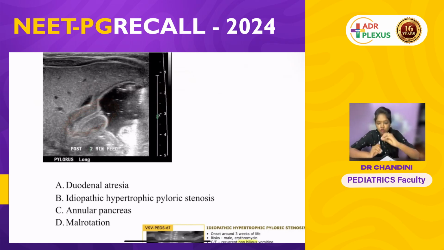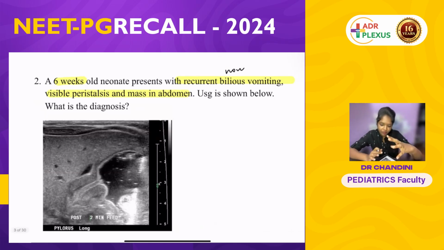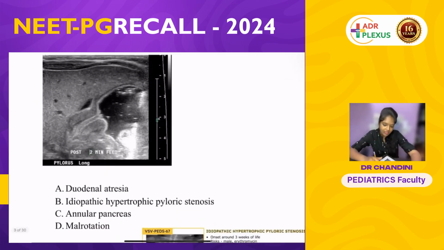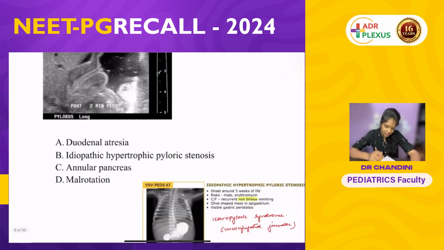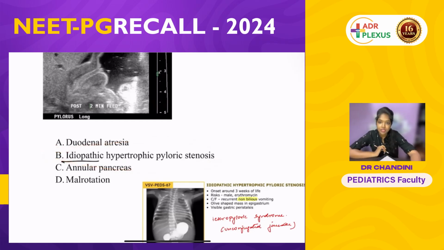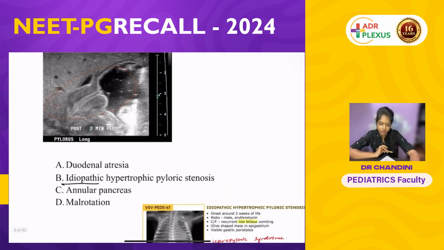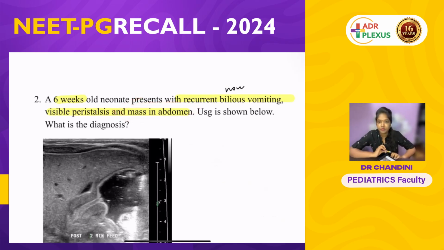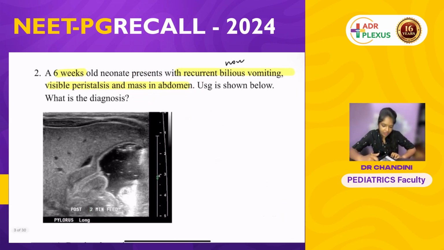Where do you see a newborn or an infant who presents with recurrent non-bilious vomiting, visible peristalsis, along with a pylorus which is very thick and long? The condition is nothing but IHPS, idiopathic hypertrophic pyloric stenosis. What about the other options? Duodenal atresia cannot be the answer because this ultrasound is not of duodenal atresia. In duodenal atresia, you will get recurrent bilious vomiting and no abdominal distension.